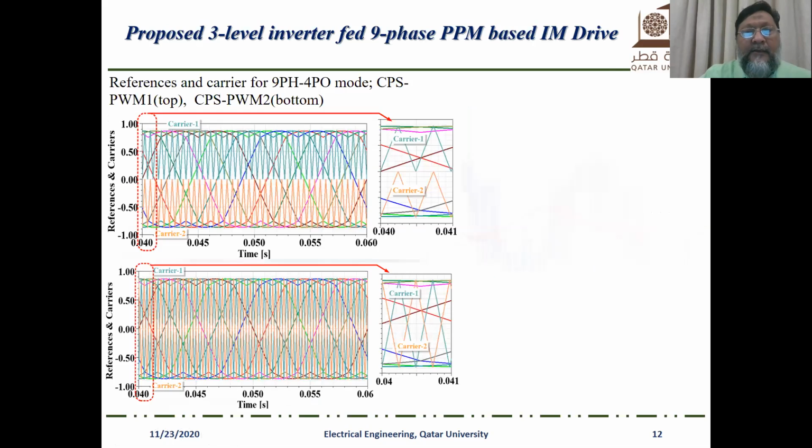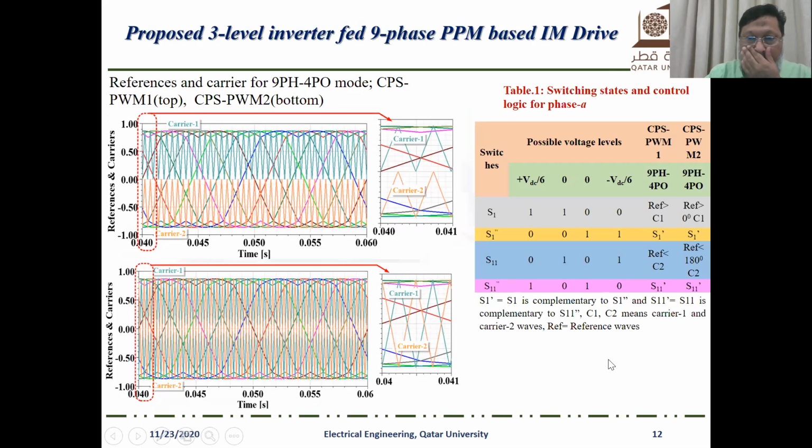And here are the reference and carrier for 9-phase 4-pole mode. This is carrier phase shifted PWM1, and this is for carrier phase shifted PWM2. And these are the different switching states. So when operating in PWM1 mode, this is 9-phase 4-pole. This is the PWM2 for 9-phase 4-pole.